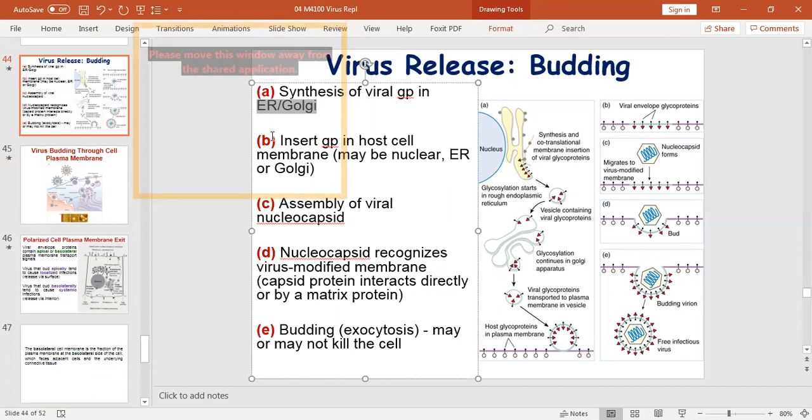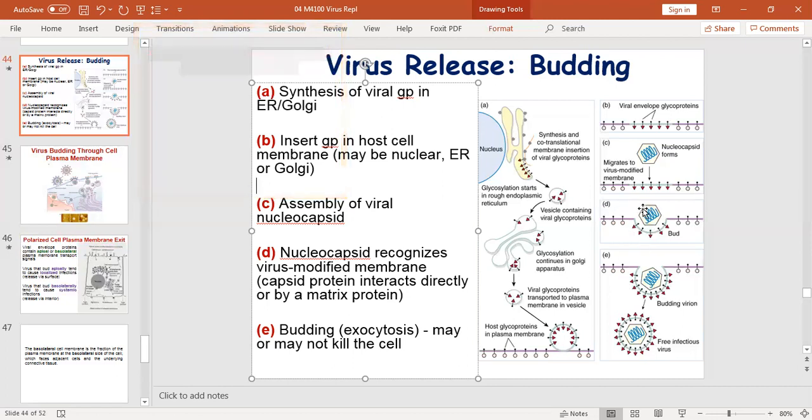Then the virus will insert these viral glycoproteins in the host cell membrane. It can also insert them in the host cell nuclear membrane, or Golgi of the host, but usually, if it's getting out of the cell through budding, it is in the host cell plasma membrane.